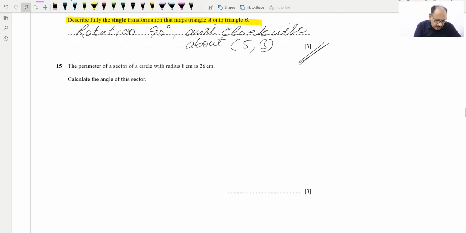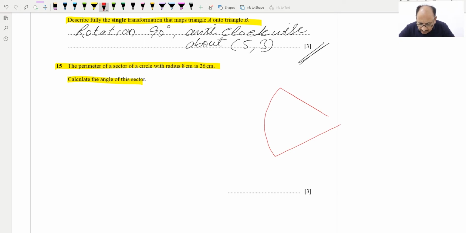This is done. Now question number 15 says the perimeter of a sector of a circle with radius 8 is 26. Calculate the angle of the sector. So we can draw a sector. How we can draw a sector? For example, if I draw roughly a sector like this one, up to this one, okay, so this is roughly the sector which we have drawn.